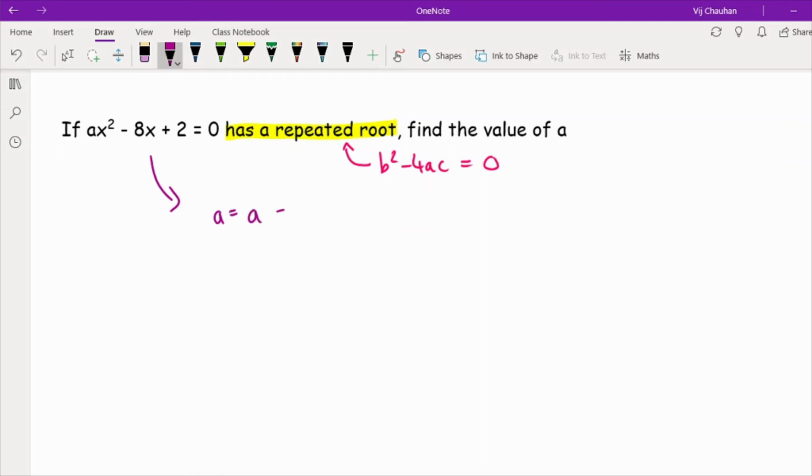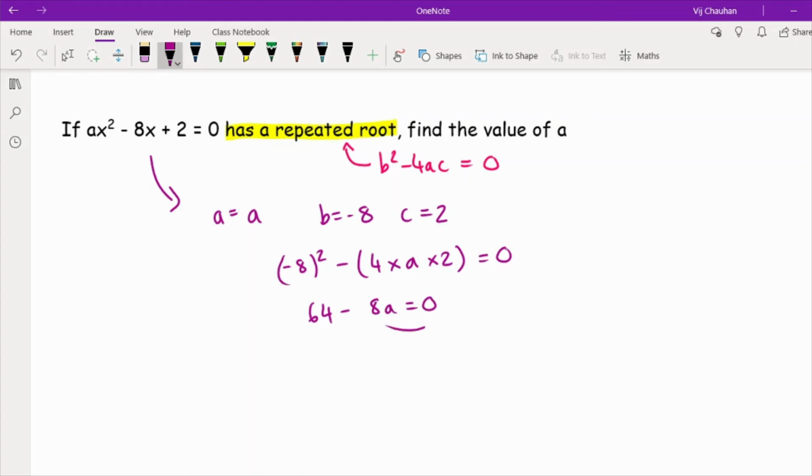Don't know why I put that mark there, let's get rid of it. We've got that b equals minus 8, and we've got c equals 2, and we need to show that it equals 0. So we've got minus 8 squared minus 4 times a times 2, and that's all got to equal 0. So we've got 64 minus 8a equals 0, taking the 8a over to the other side, in which we've got 64 equals 8a, so a equals 8, and there's the answer for that one.